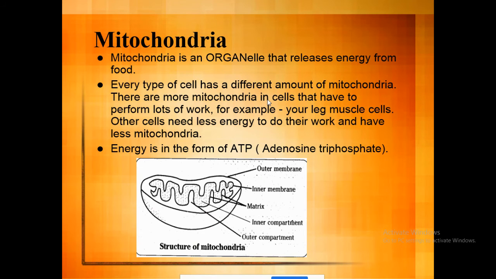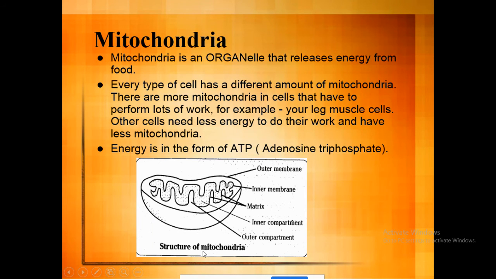Coming to the mitochondria, it is an organelle that releases energy from the food. Right now, we are taking food. Why are we taking food? To get energy. Now, where is that energy going to be produced? Inside the mitochondria, right? And energy is always produced in the form of ATP, that is known as adenosine triphosphate.